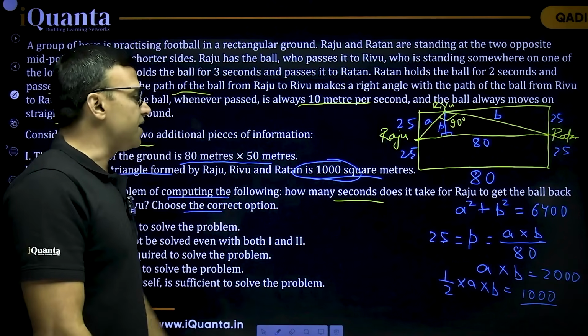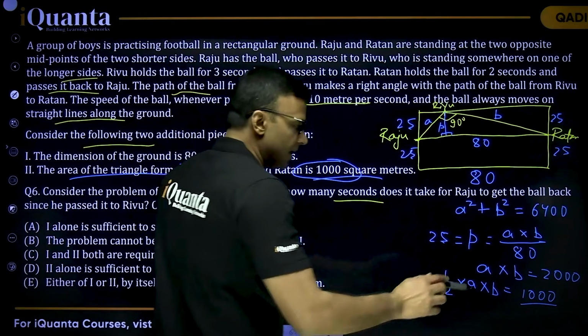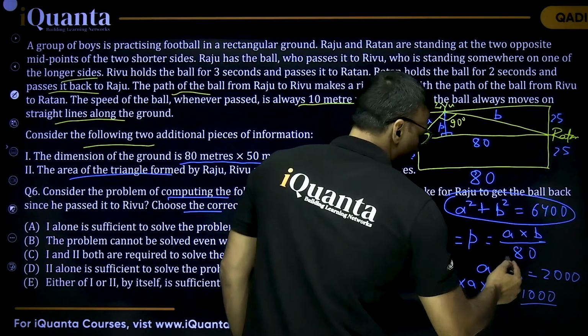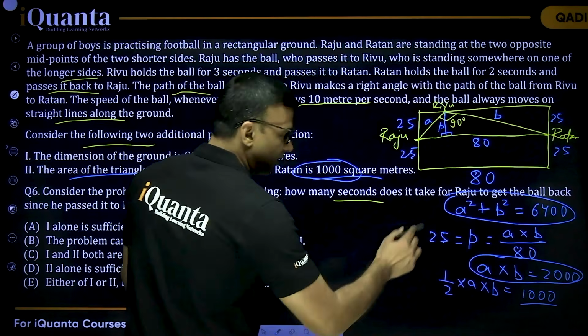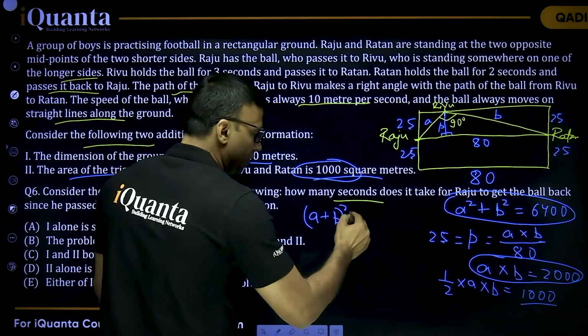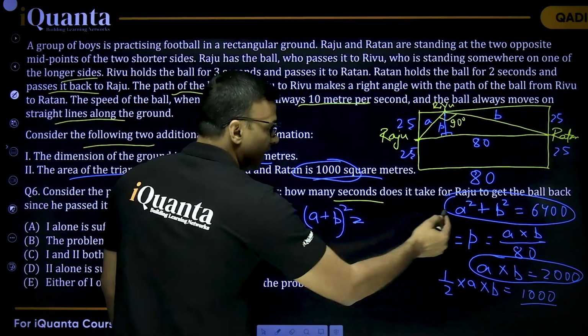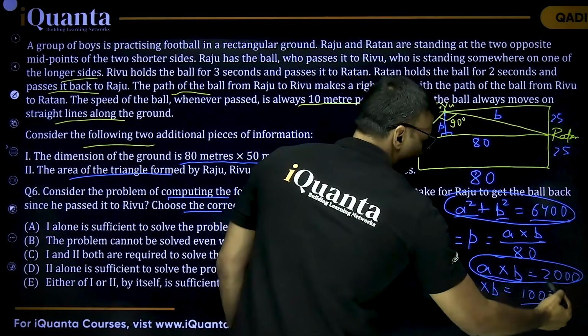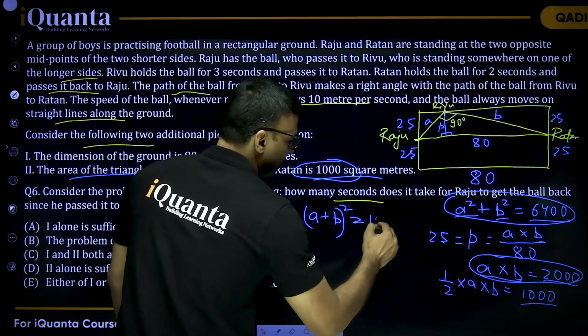Now from the first statement, can we find A and B? Yes. Look at this carefully. Now it is pure algebra and numbers. A square plus B square is 6400. A into B is 2000. So from here you can find A plus B whole square. How will you do that? I'll just show it to you. We don't need to calculate. A plus B whole square will be A square plus B square plus 2 times AB. That is 6400 plus 4000, that is 10,400.